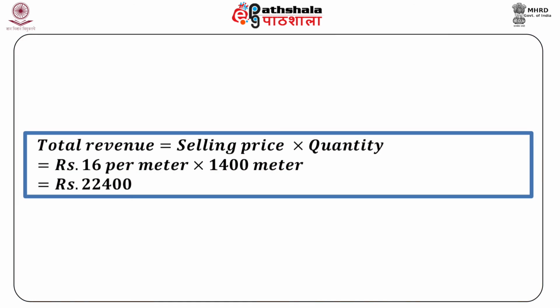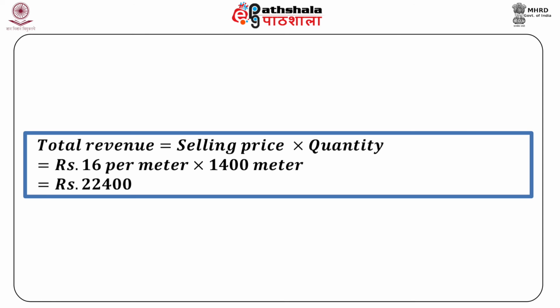Question C. Now, if the firm produced 1400 meters of cloth, what is the effect on the firm's profit? Answer. Total quantity produced now is 1400 meters. Thus, total revenue will be equal to selling price into quantity, which is equal to 16 into 1400, which is equal to ₹22,400. At the same time, total cost is equal to fixed cost plus variable cost, which will be equal to 21,270 plus 1.75 into 1400, which will be equal to around ₹23,720. Now, according to the formula, loss is equal to total revenue minus total cost, which is equal to ₹22,400 minus ₹23,720, which is equal to ₹1,320.